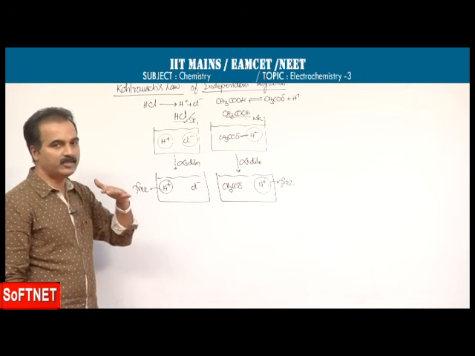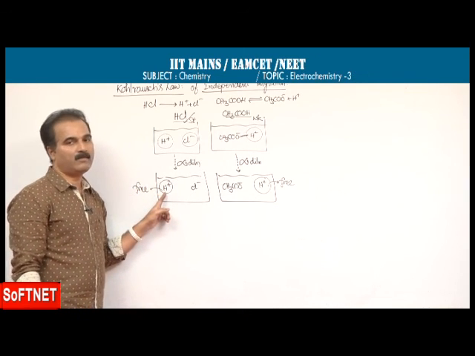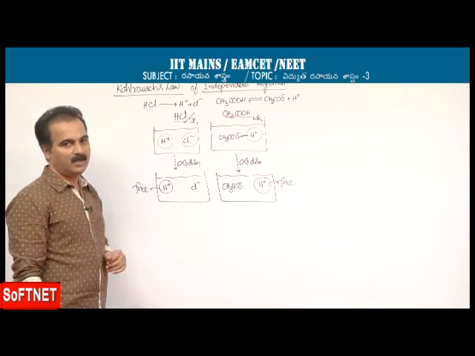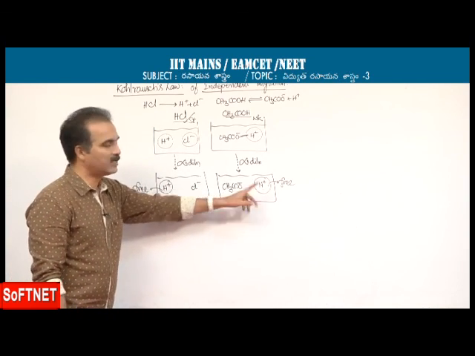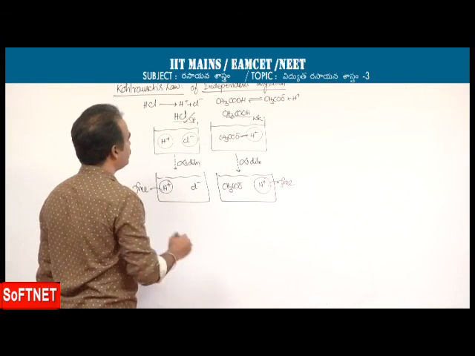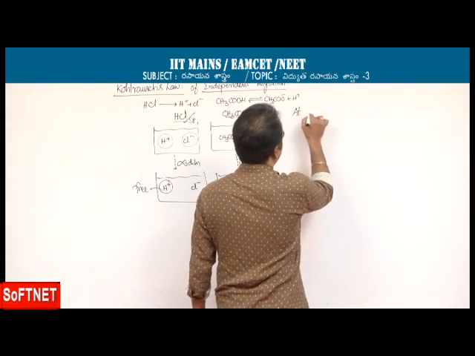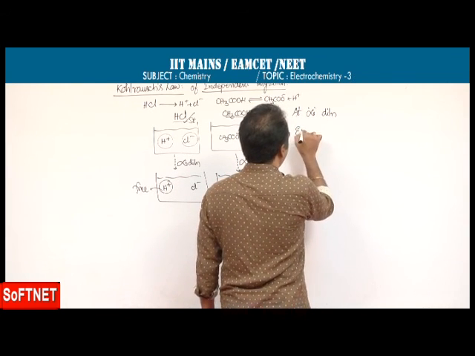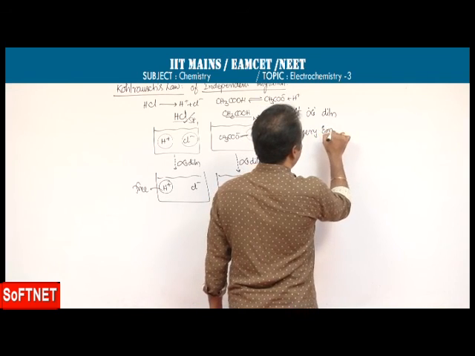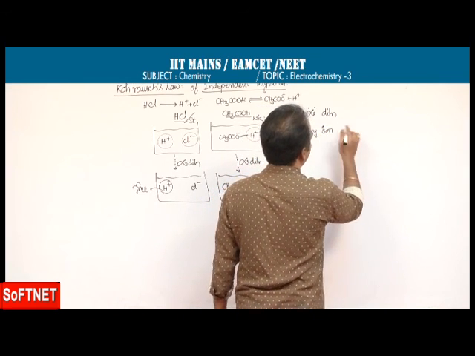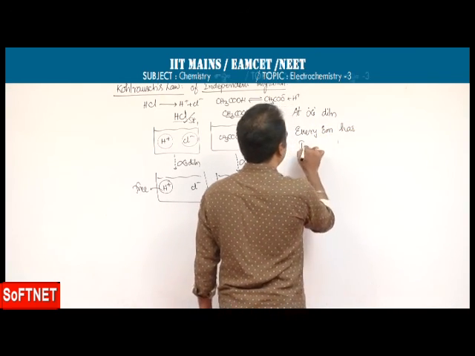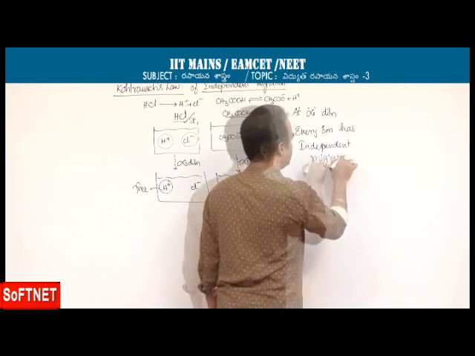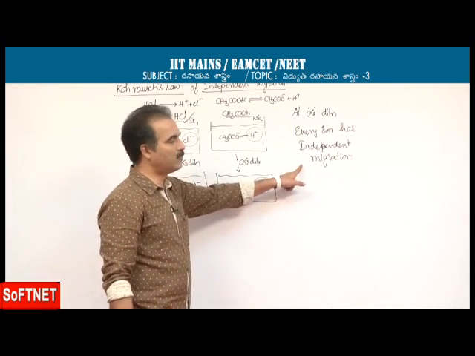So, at infinite dilution every ion migrates independently, independent of the counter ion. The counter ion does not have any influence. So, this is what Kohlrausch's law says. At infinite dilution, every ion has independent migration. That is the meaning of independent migration, irrespective of the counter ion. That is Kohlrausch's law.